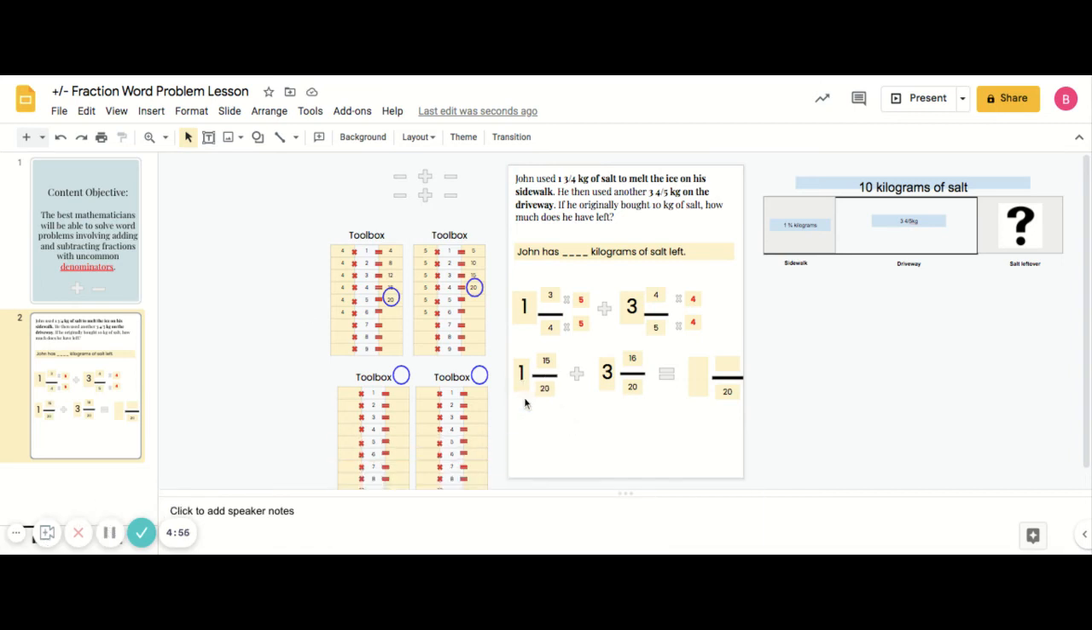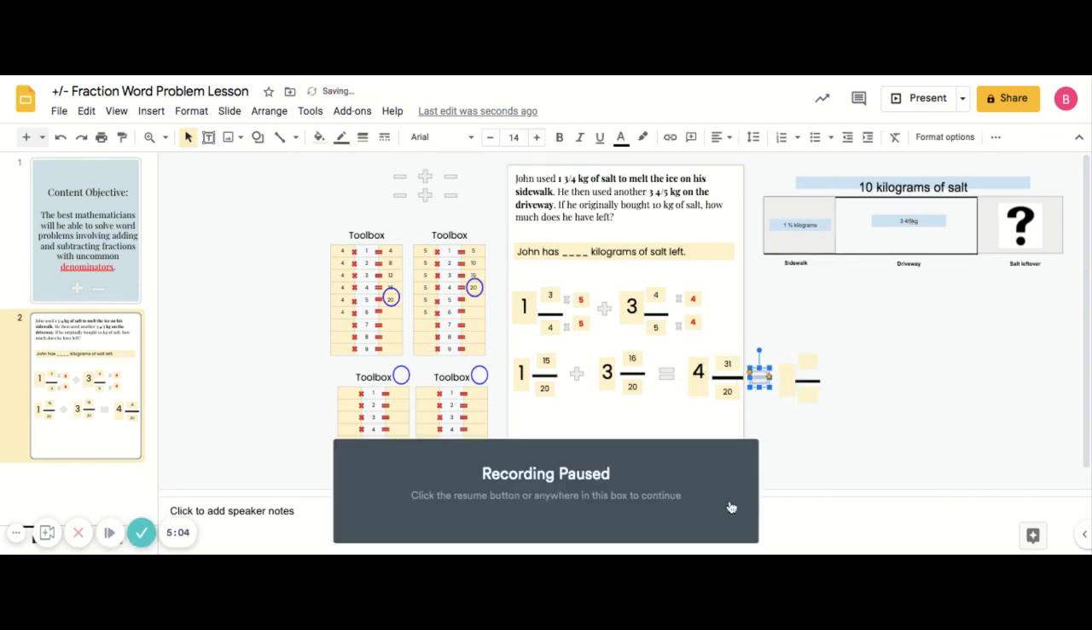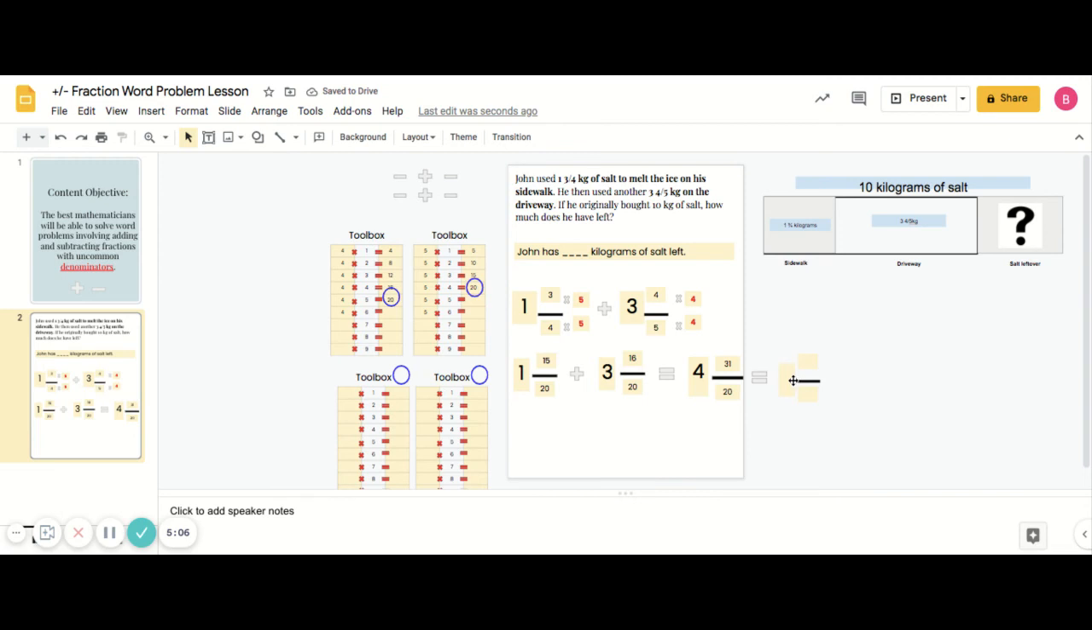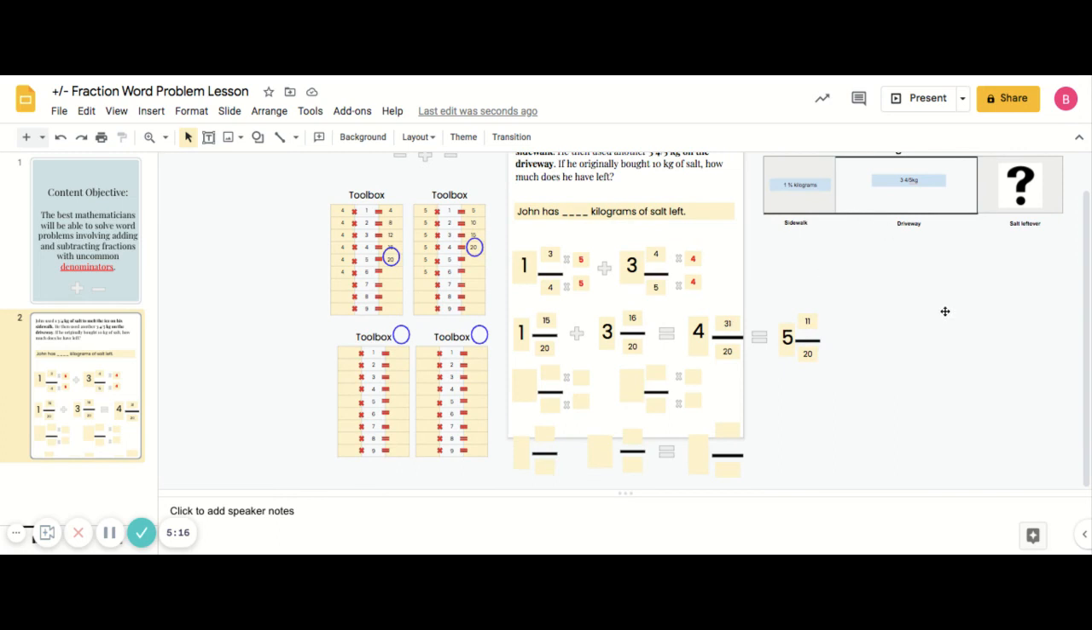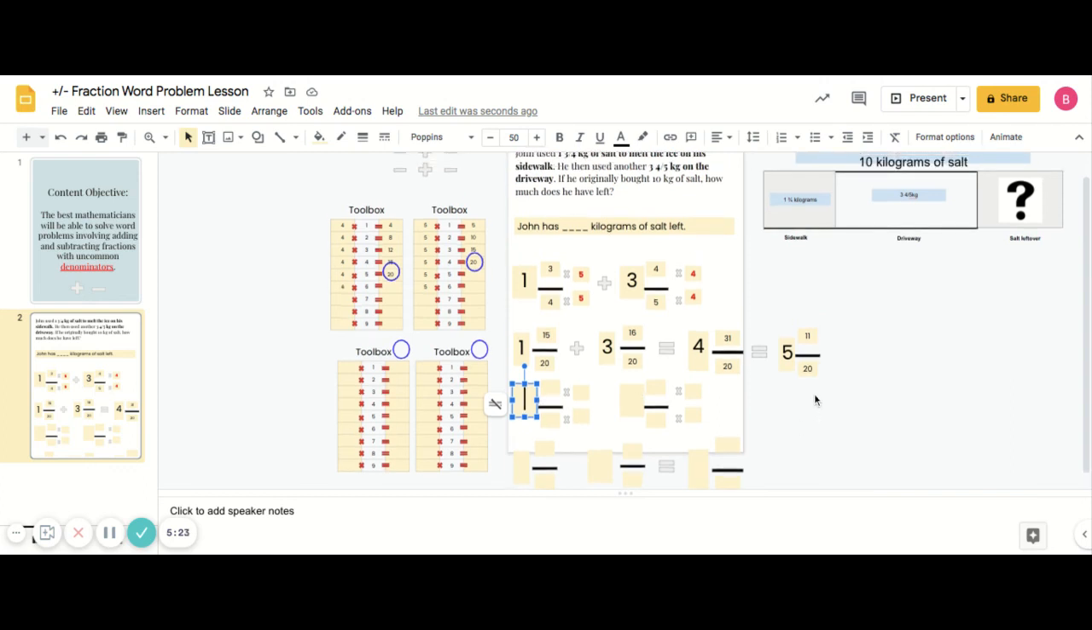I know that 1 plus 3 is equal to 4, and I know that 15 plus 16 is equal to 31. We can simplify this mixed number by making it 5 and 11/20. Now that we know that the salt that we used on the sidewalk and the driveway is 5 and 11/20, we need to figure out how much salt we have left.